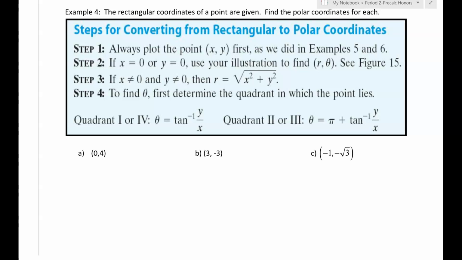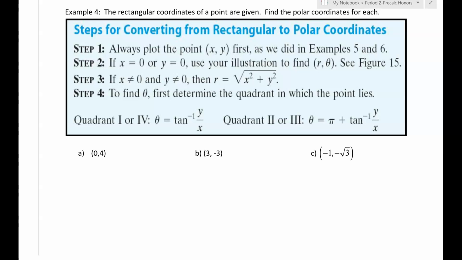Example 4 says the rectangular coordinates of a point are given. Find the polar coordinates of each. So now we're going to go backwards, right? The previous example wanted us to find the rectangular, given the polar. Now we are given the rectangular and our job is to find the polars.